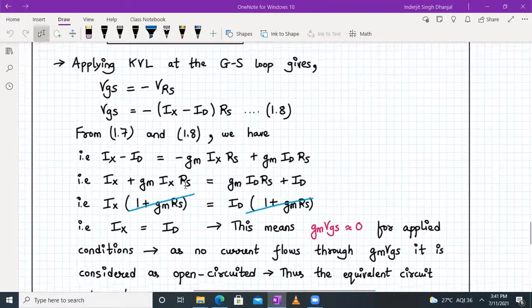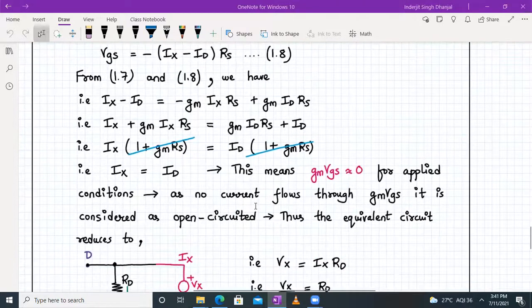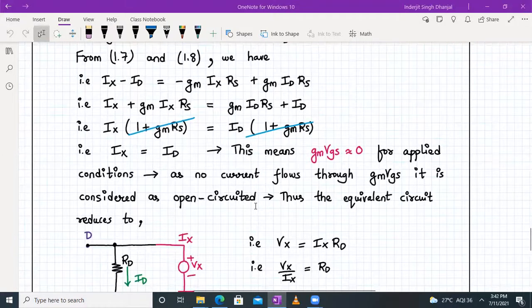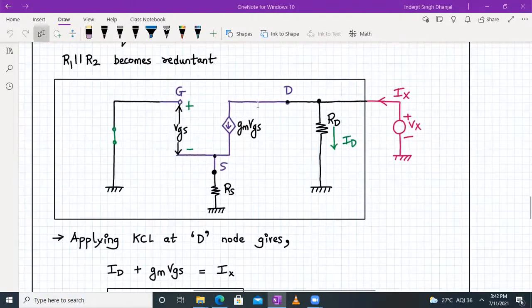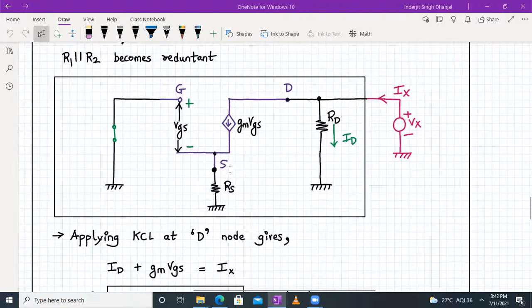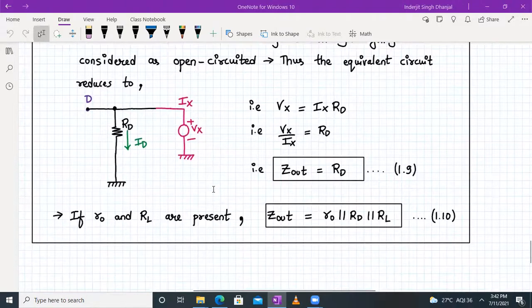So if Ix is equal to ID, from equation number 1.7, we can say that gm into VGS is equal to 0. This means that if gm into VGS is 0 for the applied condition, the gm into VGS current source will behave as an open circuit. So in this diagram, gm into VGS also behaves as an open circuit. Once we redraw the circuit, we get something like this. From now, what is Vx upon Ix? It is just equal to RD. So your output impedance is equal to RD.